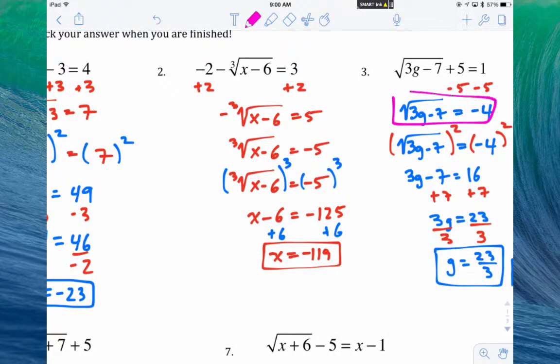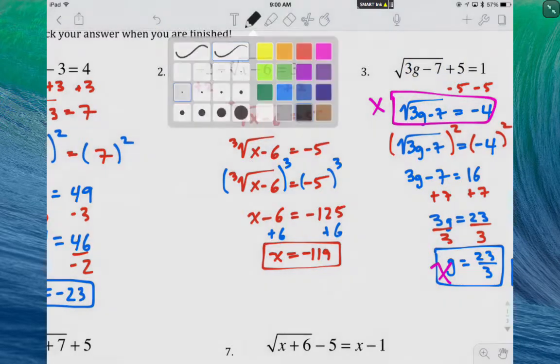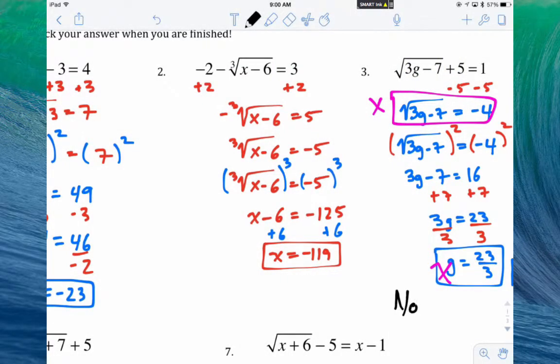This right here is a false statement. It is not true. And that is exactly what led to 23 over 3 not working when we substituted it back in. This equation right here, maybe you guessed it, has no solutions. There is no number that we are going to be able to substitute in for that equation to make it true. So you always want to check your solutions.